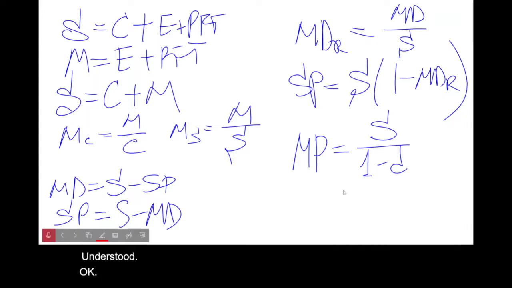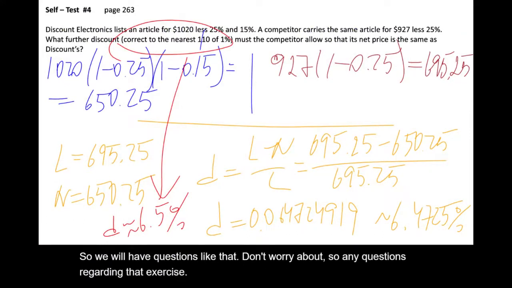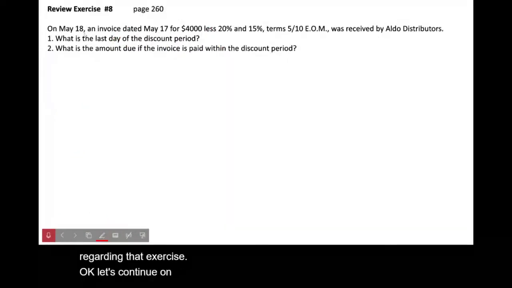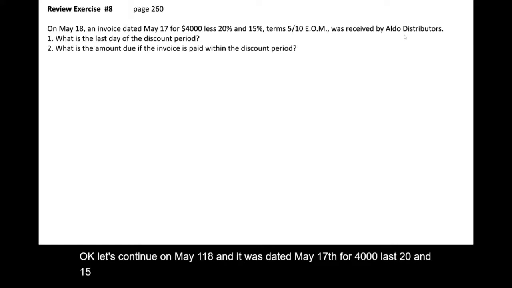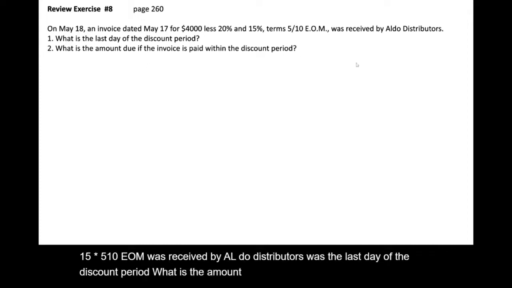Okay. So we will have questions like that, don't worry about it. Any questions regarding that exercise? Okay, let's continue. On May 18, an invoice dated May 17 for 4,000 less 20 and 15 times 5/10 EOM was received by Aldo Distributors. What's the last date of the discount period? What is the amount due if the invoice is paid within the discount period?